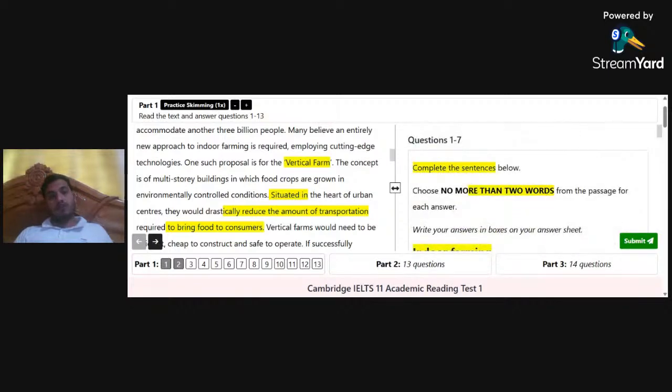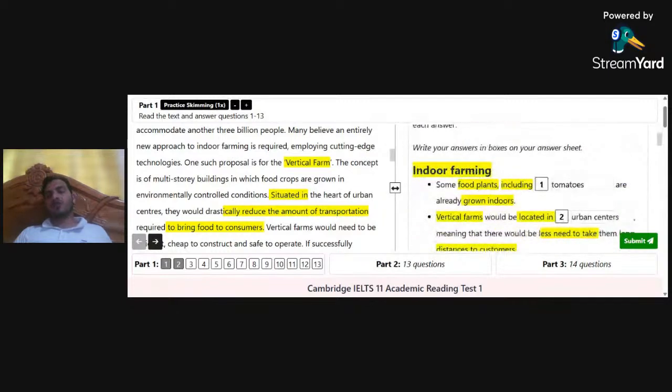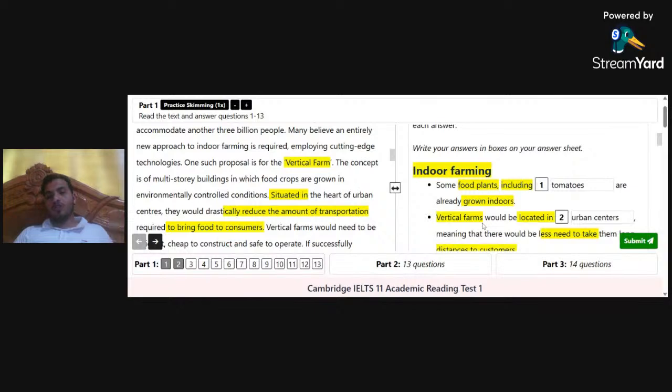sentences, when you are completing notes, when you are completing a summary, the questions are not always present in a sequence. Only in the case of filling the gaps, the filling the blanks question type, where it is written fill in the blanks, the questions will be present in sequence. But if you are completing notes, completing sentences, or completing a summary, you might get the questions not in sequence.